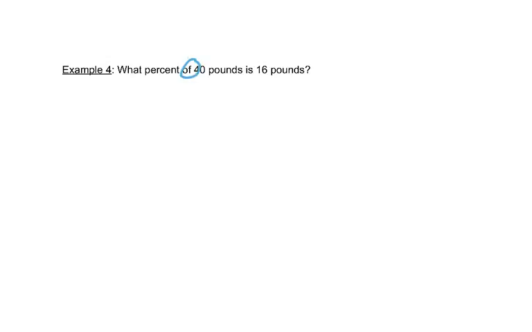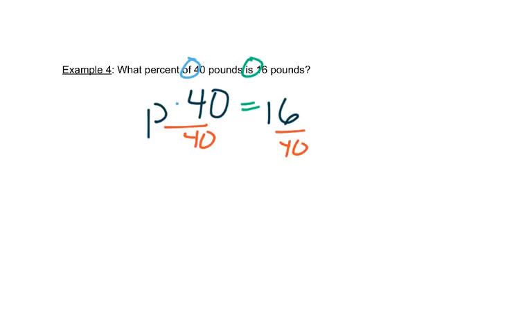So here we have our "of," and here we have our "is." We don't know what percent times 40 is 16. So we'll divide both sides by 40. 16 divided by 40 gives us 0.4. And we want a percent, so we need to take that and move the decimal place 2 places over, and we get 40%.